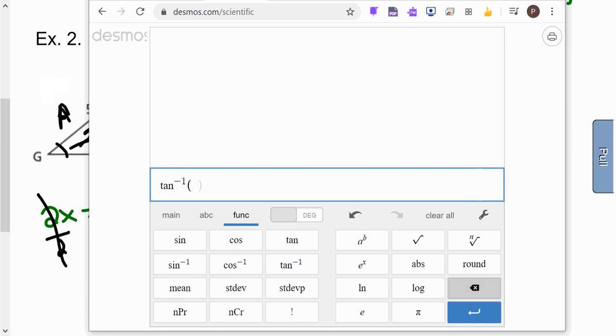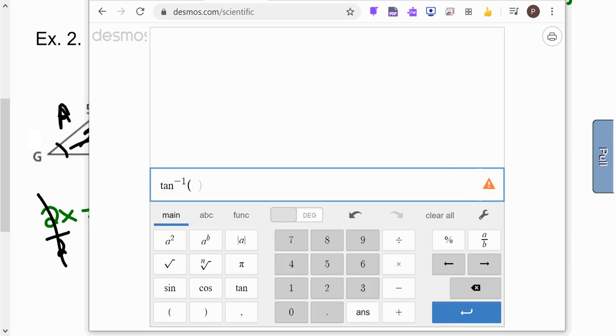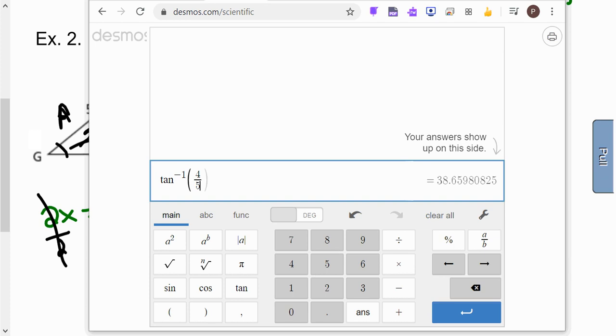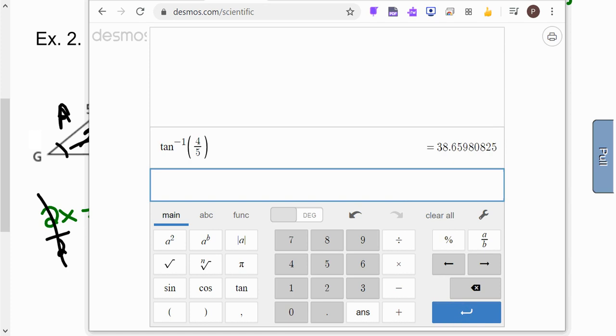I'm going to select this tangent inverse button, and then I'm just going to type in my fraction. All right, we had 4/5. Again, I'm just going to do 4 divided by 5. Yours might not split into 2 lines like this, but that's okay. And it tells us our answer, right? 38.6598, and so on.